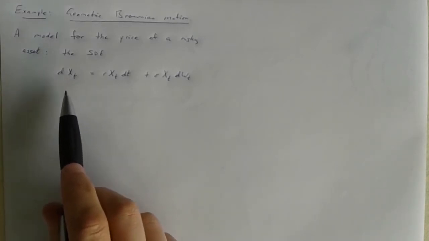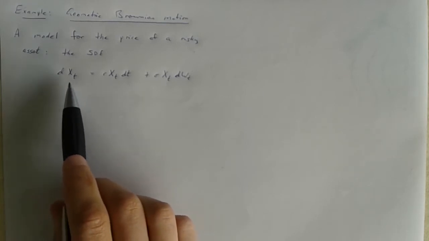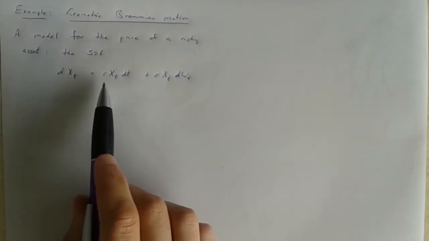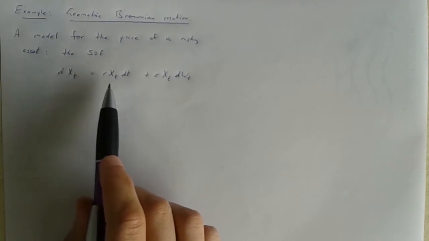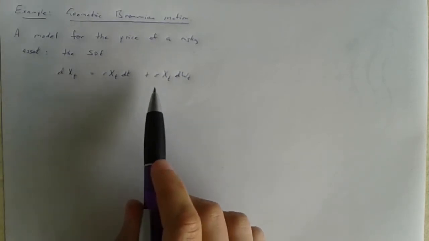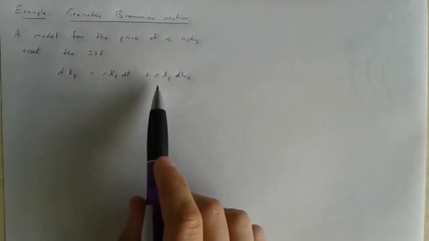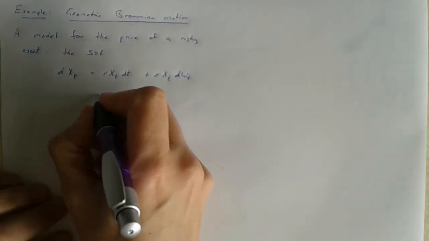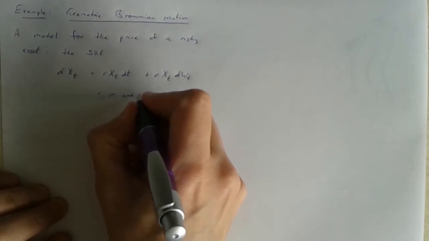It says we've got an Ito diffusion xt whose drift is a multiple of itself, so r times xt, and whose speed is also a multiple of itself, sigma times xt. Here r and sigma are constants.